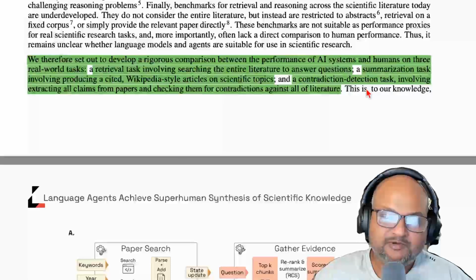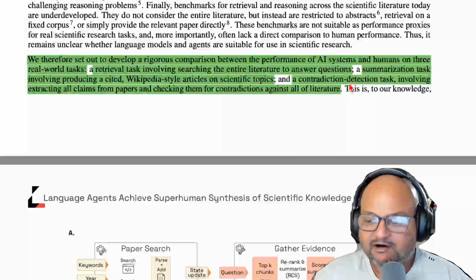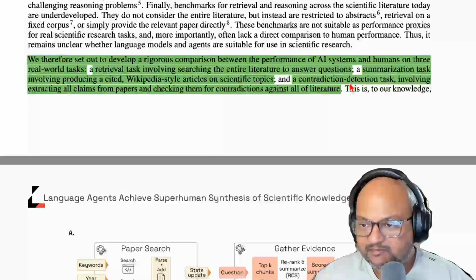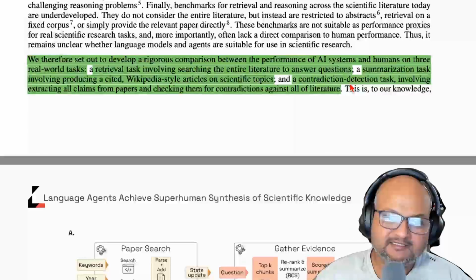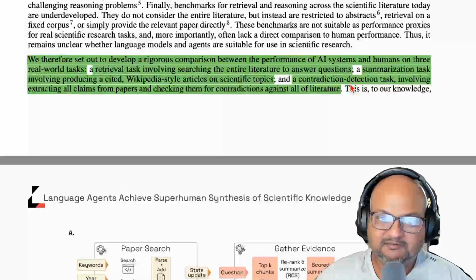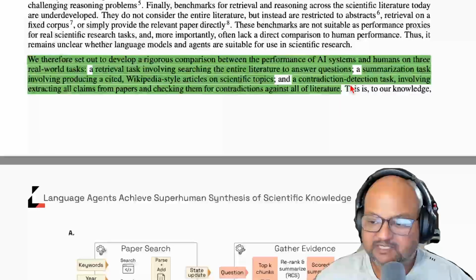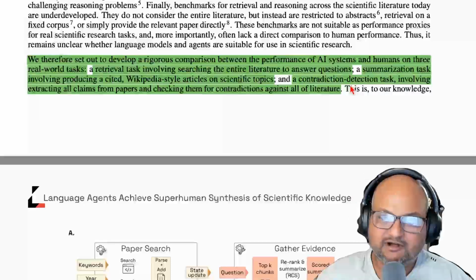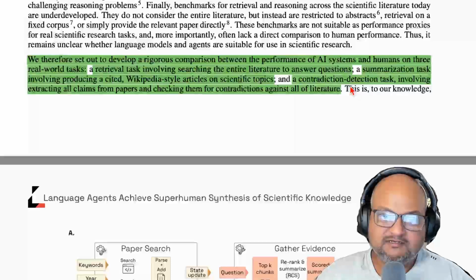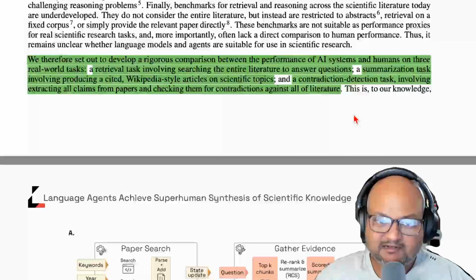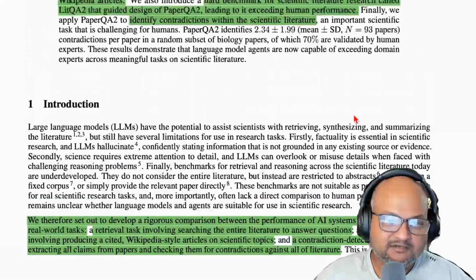And finally, when your understanding is deep enough, you want to be able to detect contradictions within the existing body of work. Old papers might have their findings changed or annulled by new discoveries, or the scientists might have made a mistake and introduced contradictions. So you want to have an understanding deep enough to know where those contradictions lie. So these are the 3 very specific tasks they're looking at.